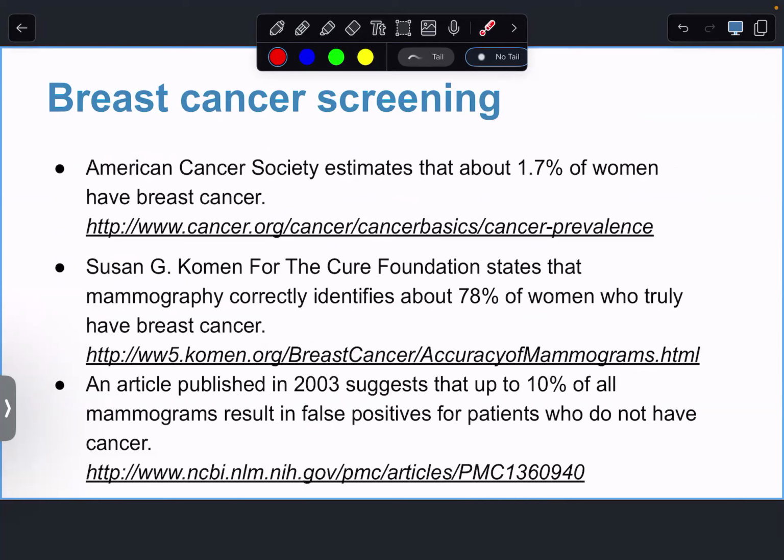So here are some probabilities that we're going to work with. So the American Cancer Society estimates that about 1.7% of women have breast cancer. And so here's our first probability.